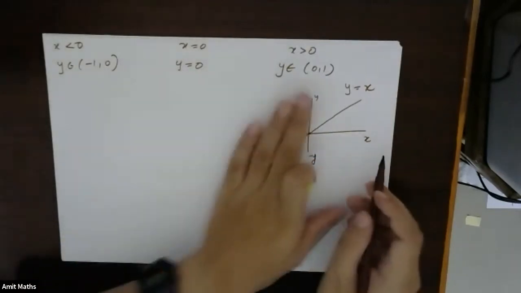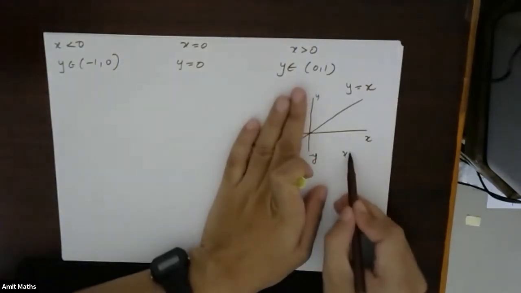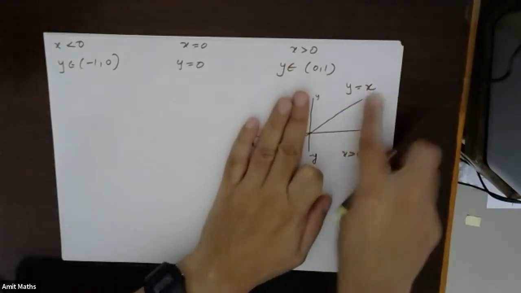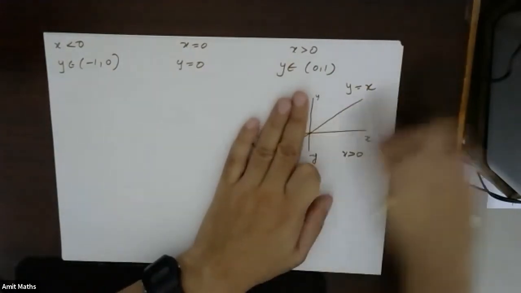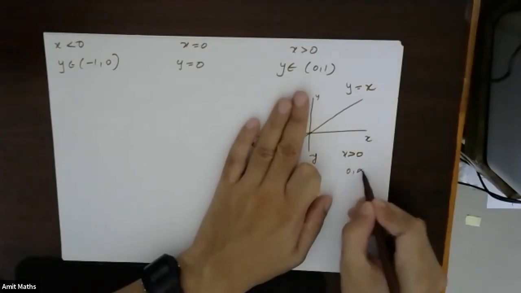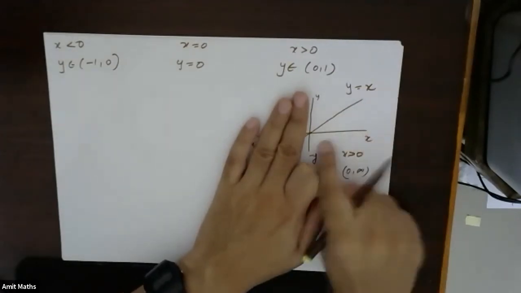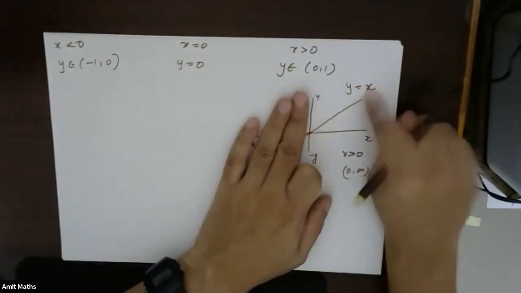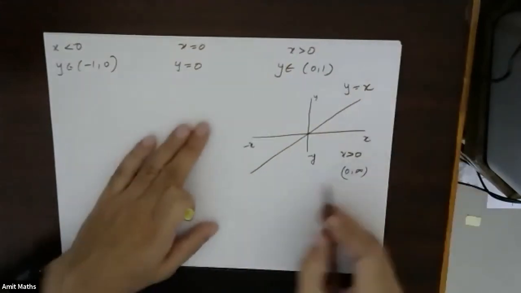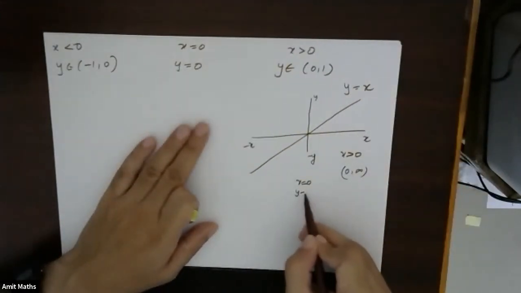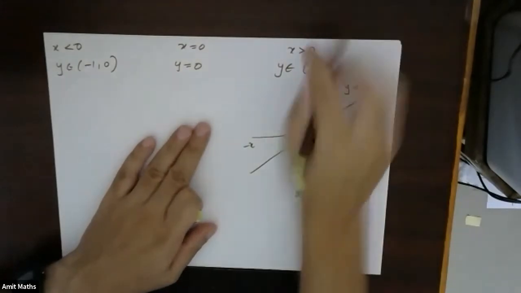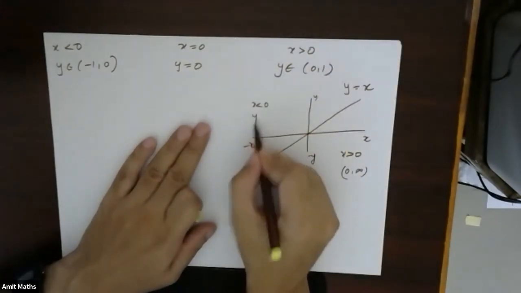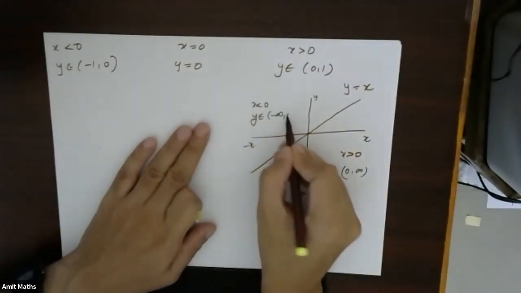So I'm taking three different parts. For x greater than 0, y is lying between which interval? Y is lying from 0 to infinity. For x equal to 0, y is equal to 0. And for x less than 0, y is lying between minus infinity to 0.